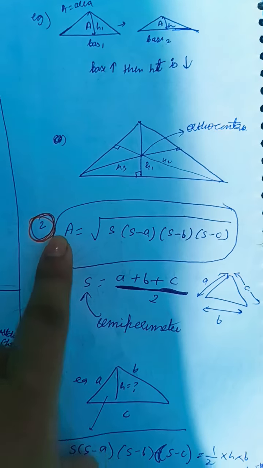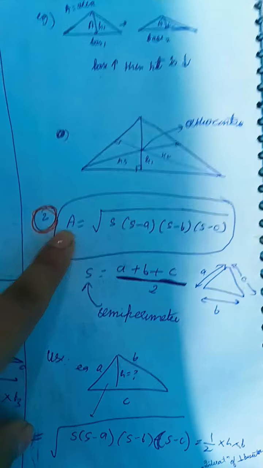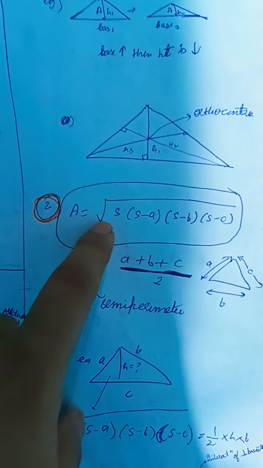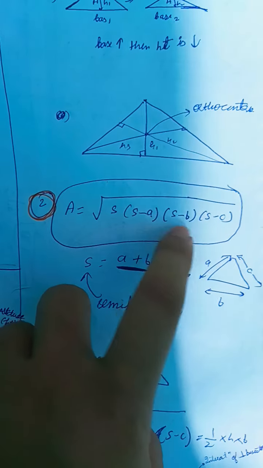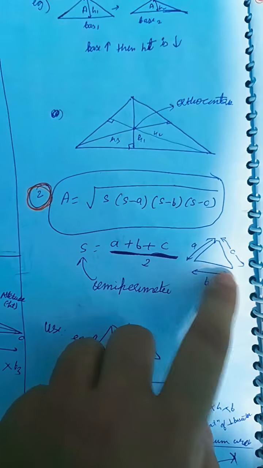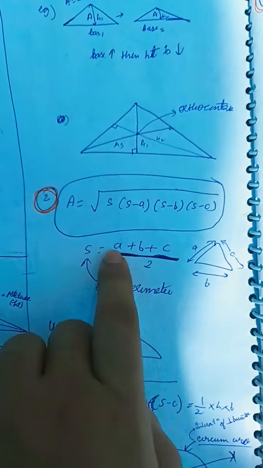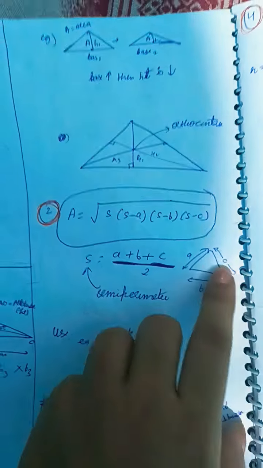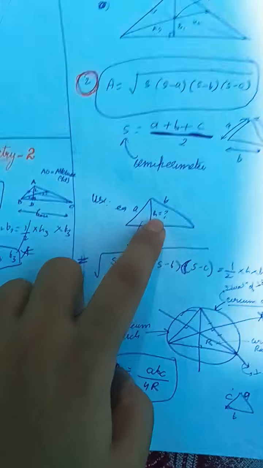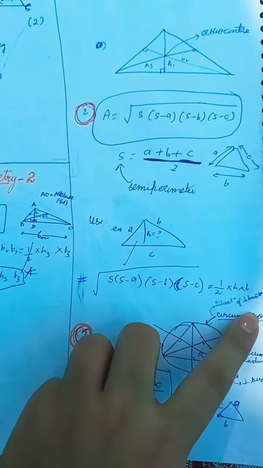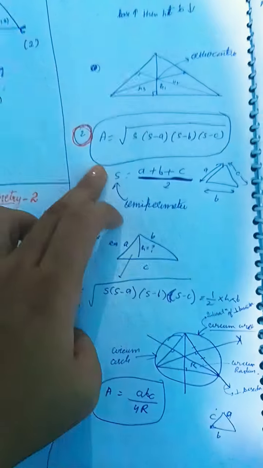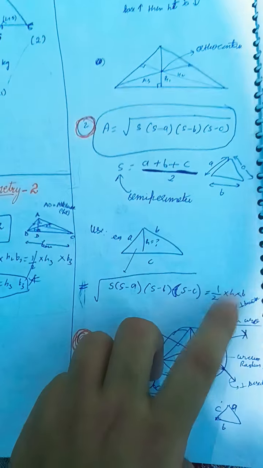Now the second one is calculating area by semi-perimeter. Area is equal to the square root of s(s minus a)(s minus b)(s minus c). S is the semi-perimeter, which is equal to the sum of the sides of the triangle upon 2. Now if the sides of the triangle are given and we have to calculate the height, we'll equate the area using both methods: this method and half into base into height, and then we calculate the height.